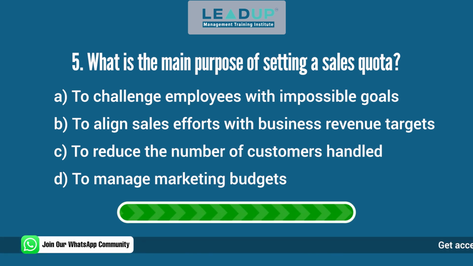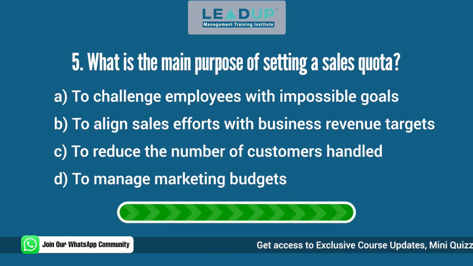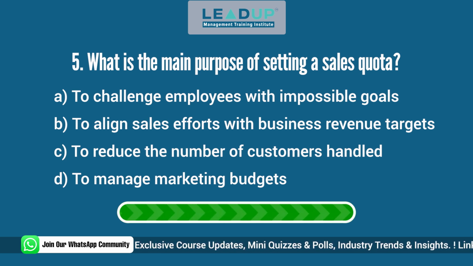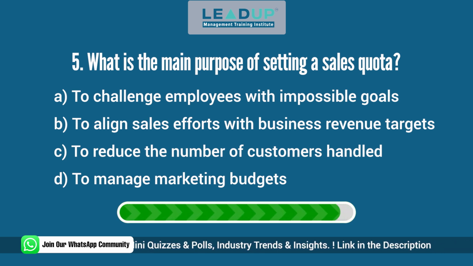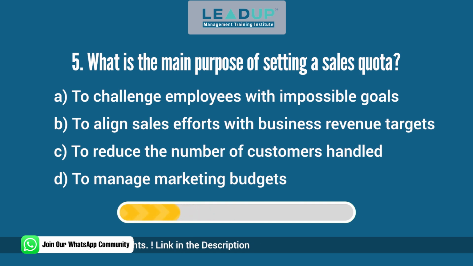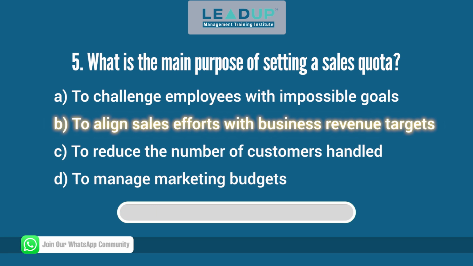Question 5. What is the main purpose of setting a sales quota? A. To challenge employees with impossible goals. B. To align sales efforts with business revenue targets. C. To reduce the number of customers handled. And D. To manage marketing budgets. Answer: to align sales efforts with business revenue targets.